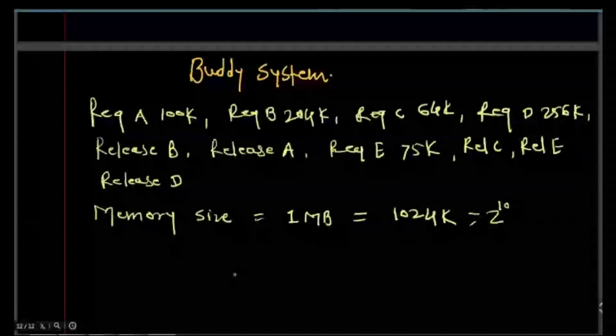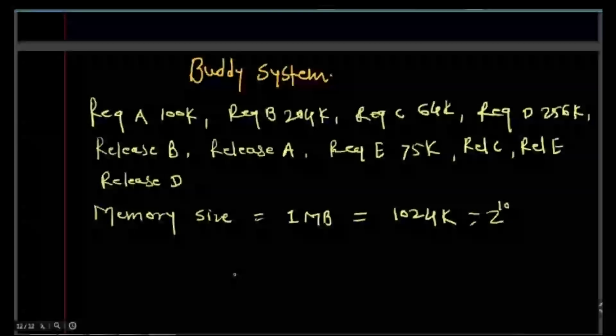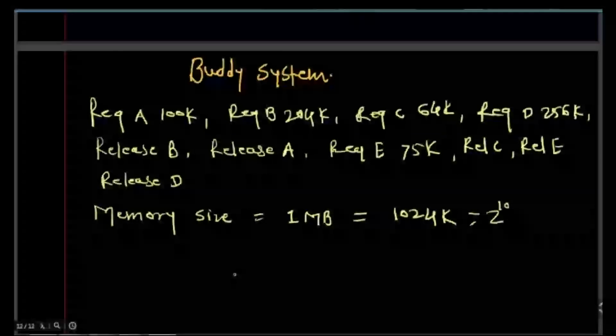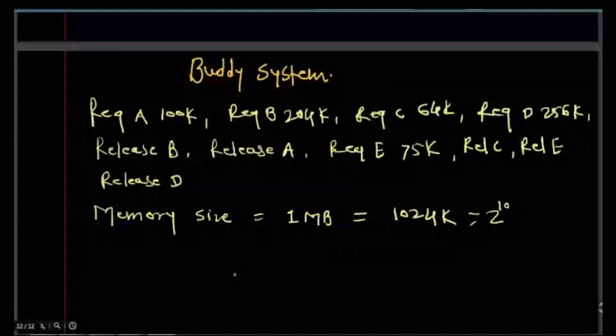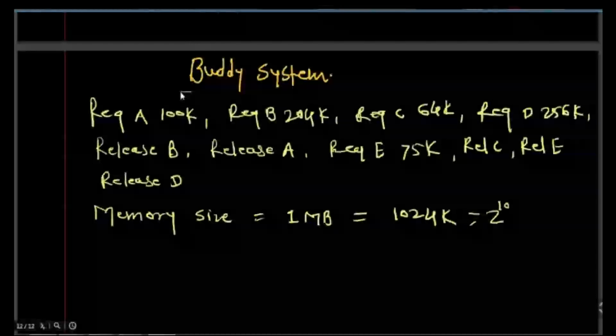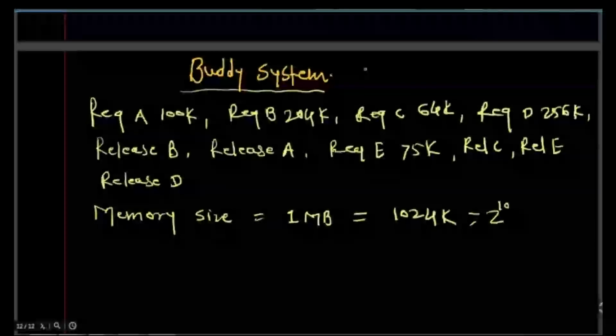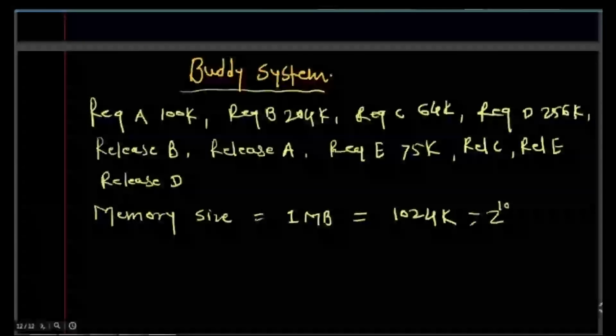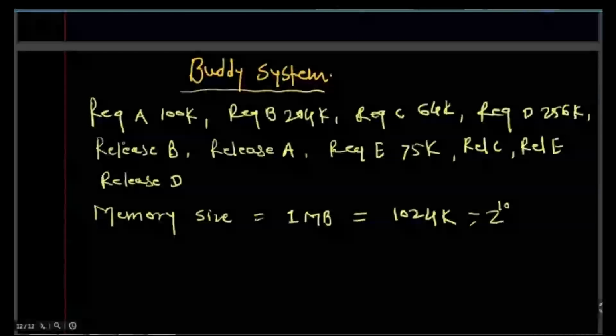Okay, now the problem with the memory allocation techniques is that there is internal fragmentation and external fragmentation. That means the amount of memory remains unallocated or gets wasted. So to solve this problem, the next technique that was developed is called the buddy system. To understand this buddy system, we have taken one example. We have certain requests for processes to allocate in a memory.